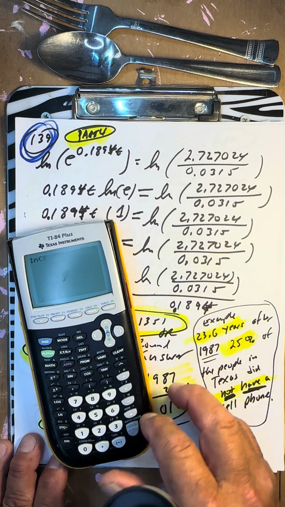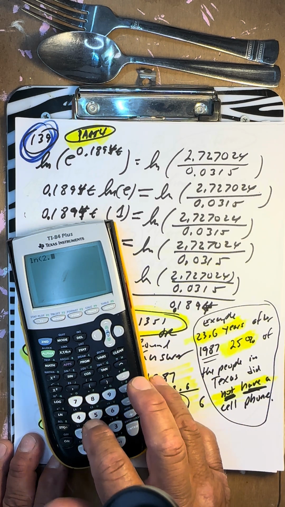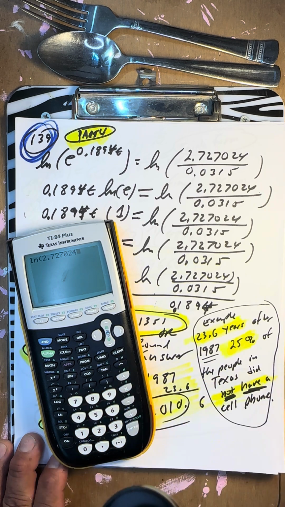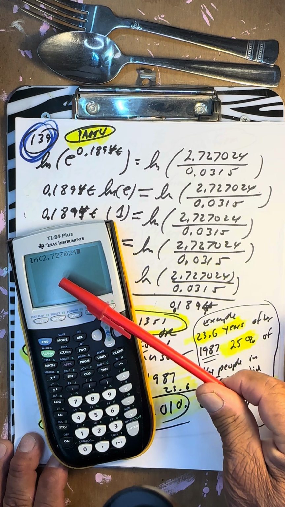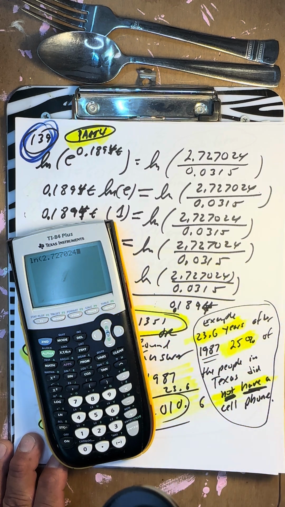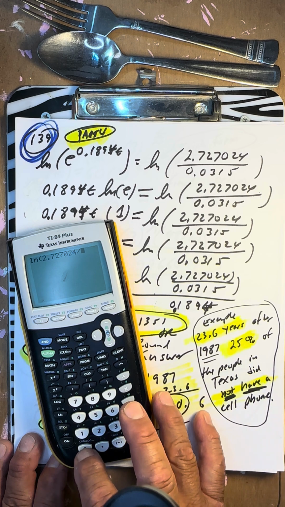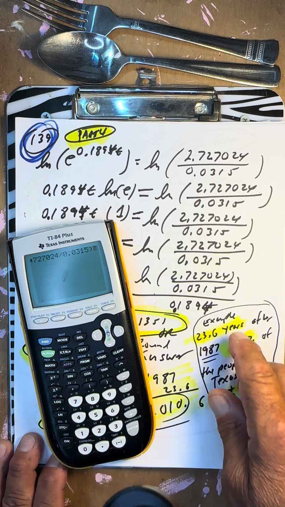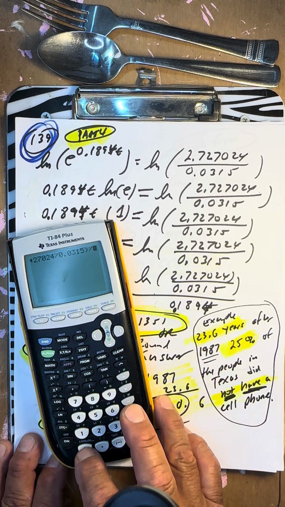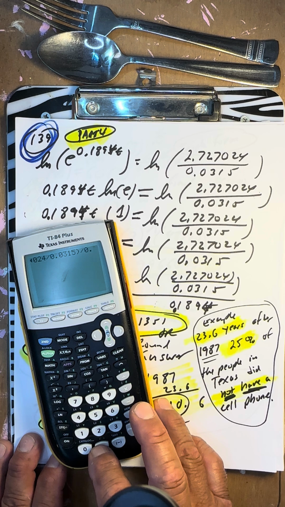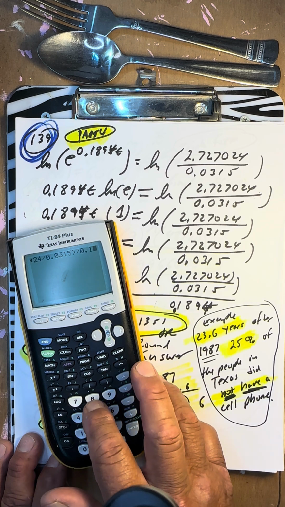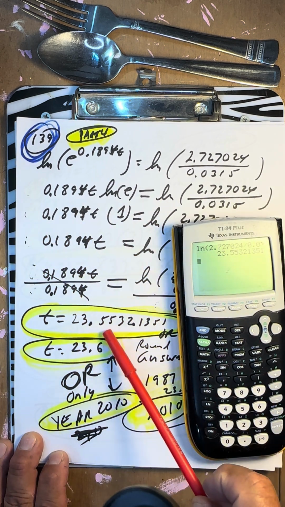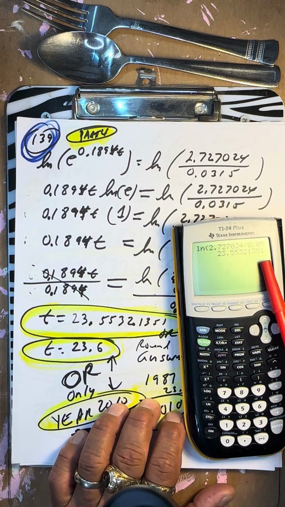So ln 2.727024, 2.727024 divided by 0.0315, close it, divided by 0.1894. Is that right? 23 point, yep. There it is. Matches that one.